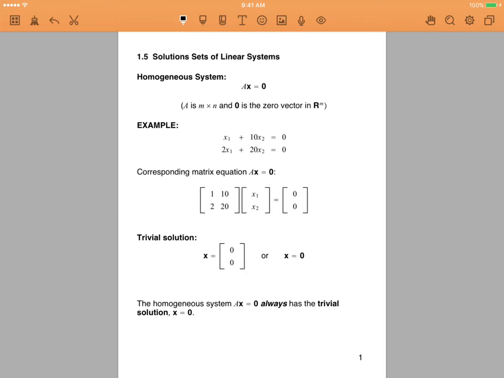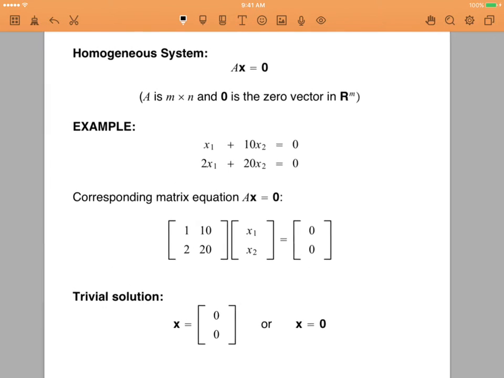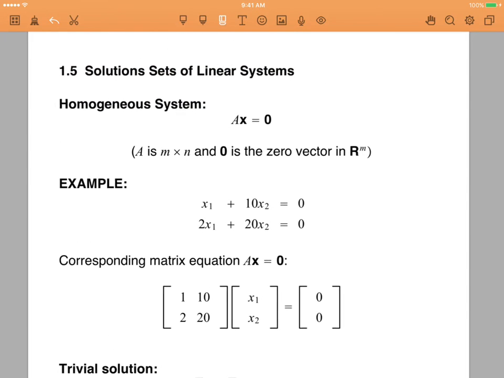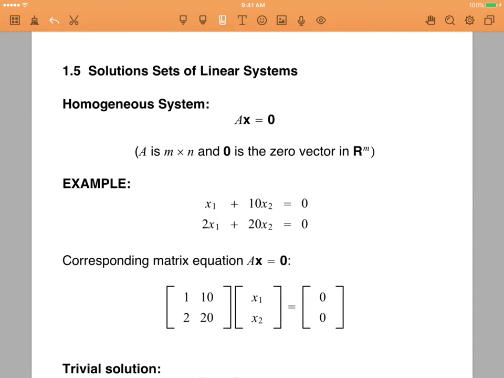So 1.5 now studies a particular case of systems of equations, namely the ones where all the constant terms are equal to 0. And this is called a homogeneous system. And we're going to study some really nice pictures comparing the homogeneous systems with the non-homogeneous systems, where there are actual non-zero numbers, using the matrix equation way of writing it.